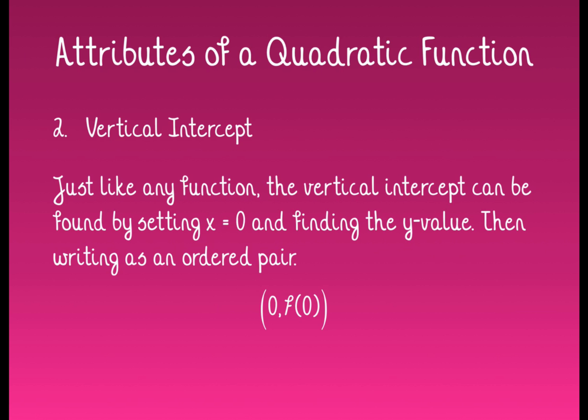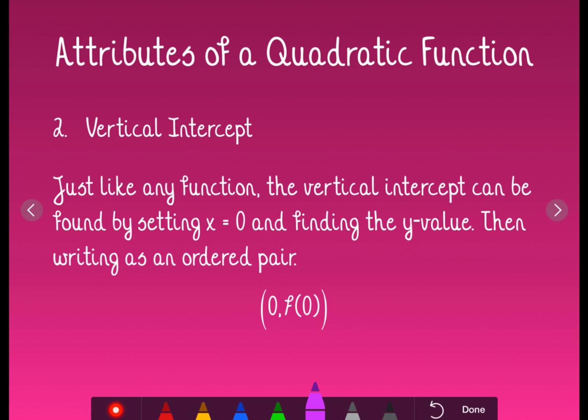Okay, then we have the vertical intercept. So just like any function we have, our vertical intercept or our y-intercept can be found by setting x equals 0 and then finding that y value. Okay, and lastly, we're going to want to write it as an ordered pair. Now if we think about f of x equals ax squared plus bx plus c, and we set x equal to 0, we see that we have a times 0 squared, b times 0 plus c. So f of 0 is just going to be the c value. So our vertical intercept is really the value 0, comma c.